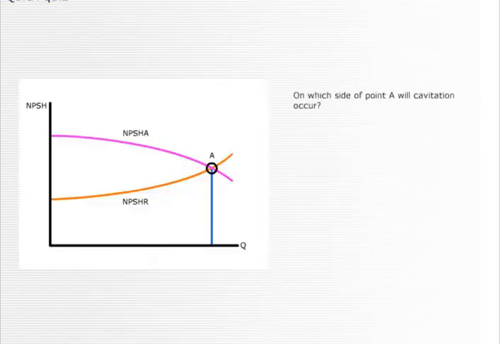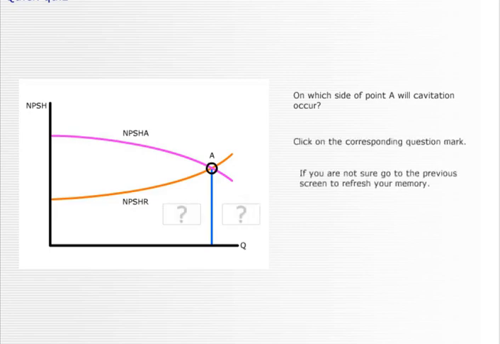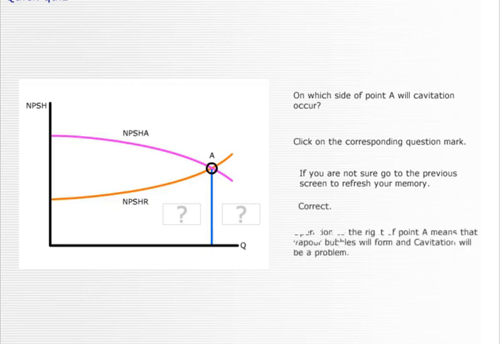It's time for a quick quiz. On which side of point A will cavitation occur? Click on the corresponding question mark. If you're not sure, go to the previous screen to refresh your memory. Correct. Operation to the right of point A means that vapor bubbles will form, and cavitation will be a problem.